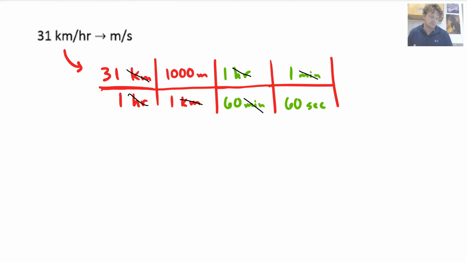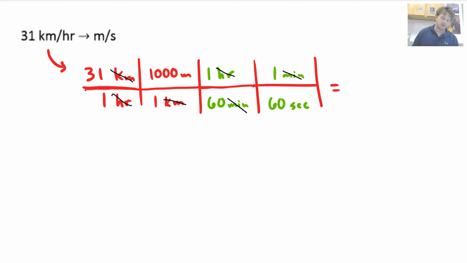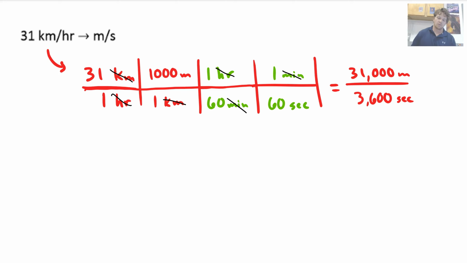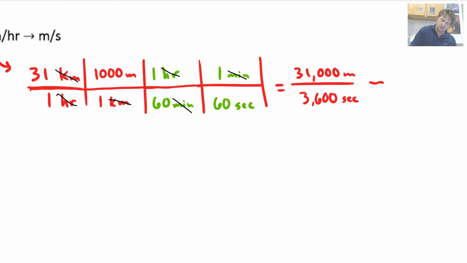Okay? So 31 times 1,000 on top is 31,000 meters. Divided by, on the bottom, 60 times 60, 3,600 seconds. And when we simplify that fraction, we get about 8.61 meters per second. Okay? So same process, just a few more steps.